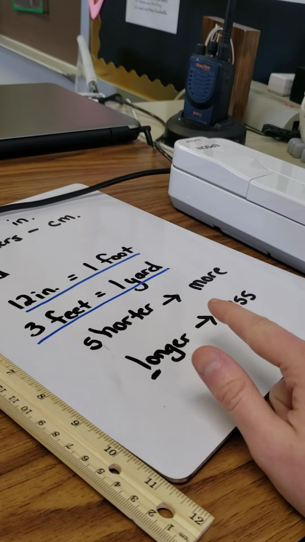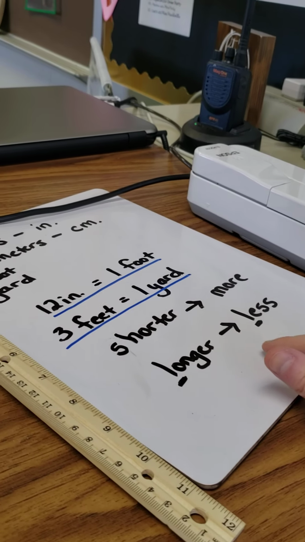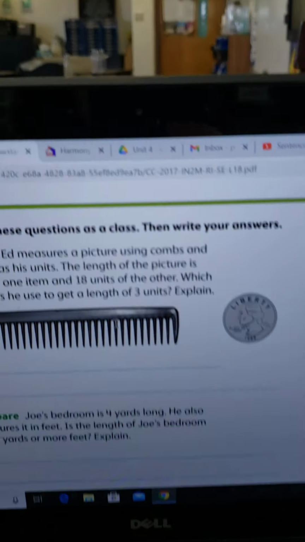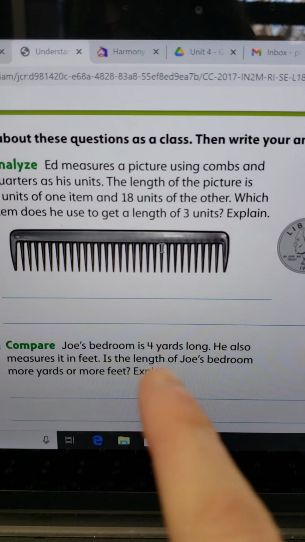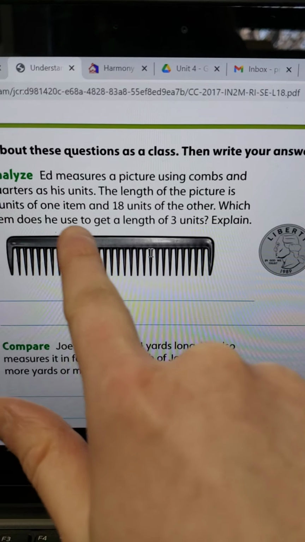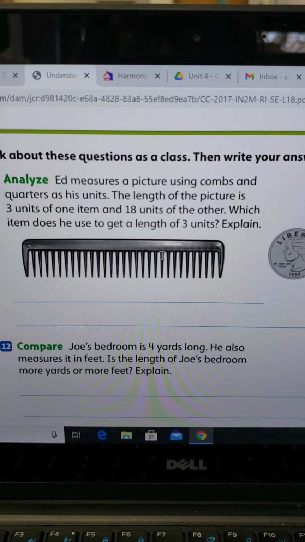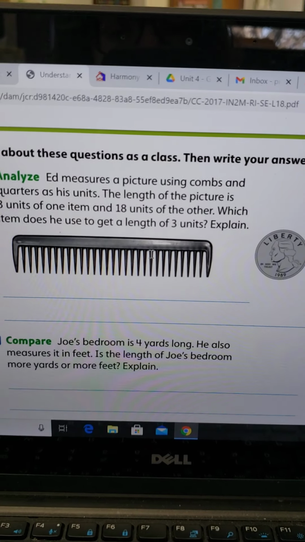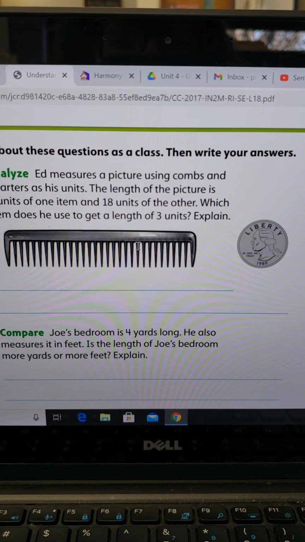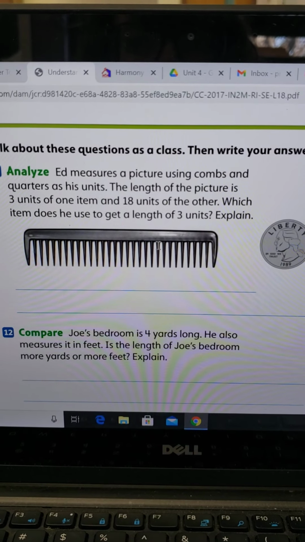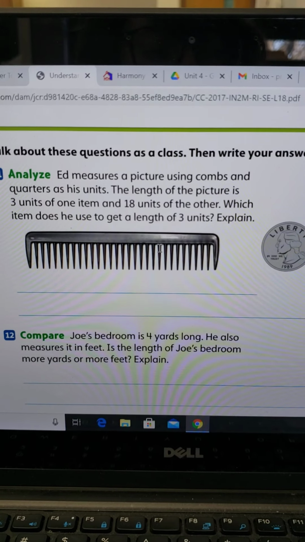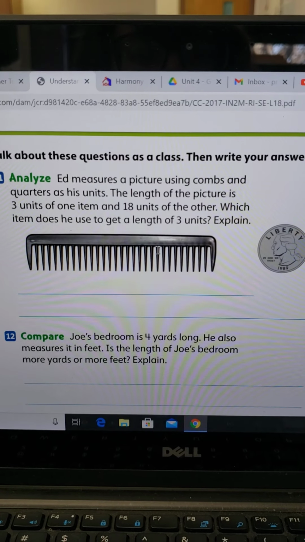Shorter, more. Longer, less. Let's take a look back over here. I need to decide between 3 and 18. Which one of those numbers is smaller, 3 or 18? I hope you said 3 because you'd be correct. So 3 is less.